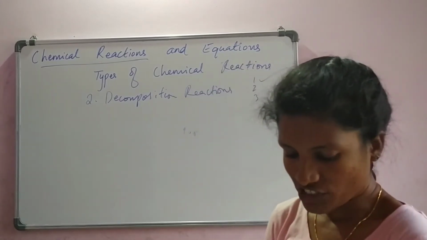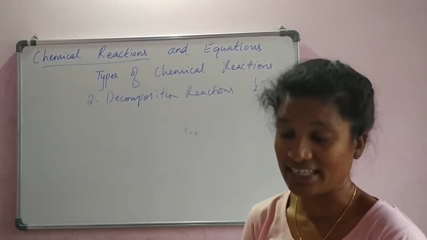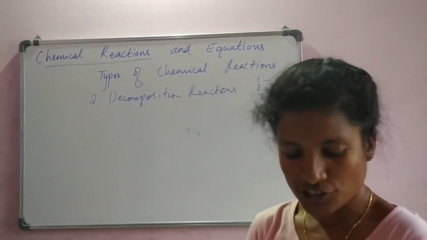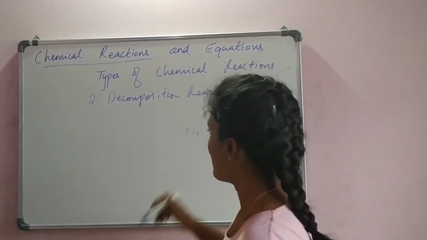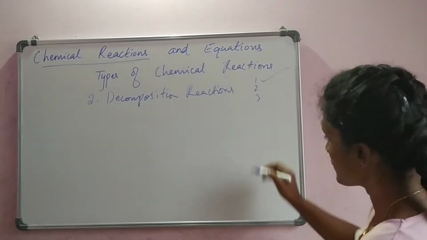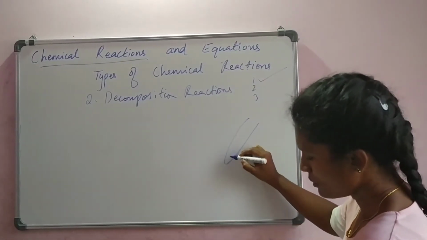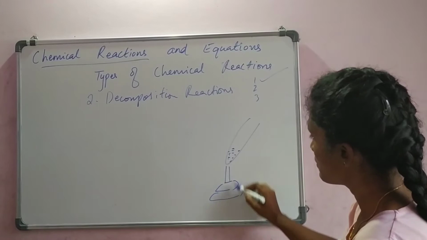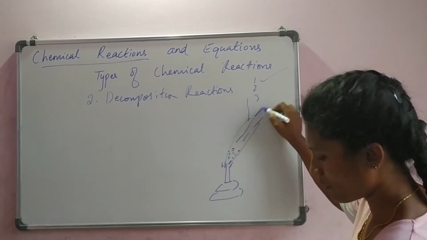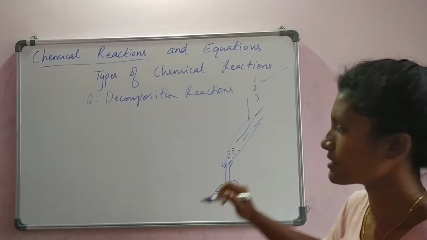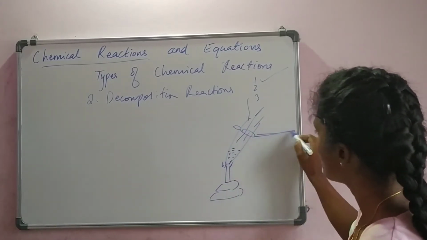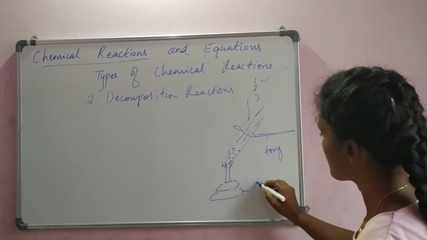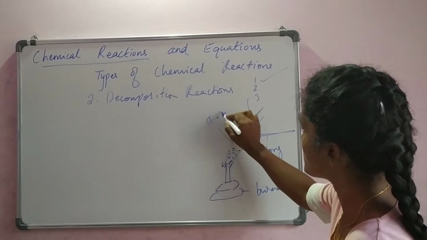which is lead nitrate heated strongly to get substances like lead monoxide, nitrogen dioxide and oxygen. Okay, let us write the steps and diagram. So again, take a test tube and there is some material here. Burn that. Some fumes go out, which is similar to the previous experiment, but here we use a tong. Tong is a holder, okay? So it is being held. This is a test tube.